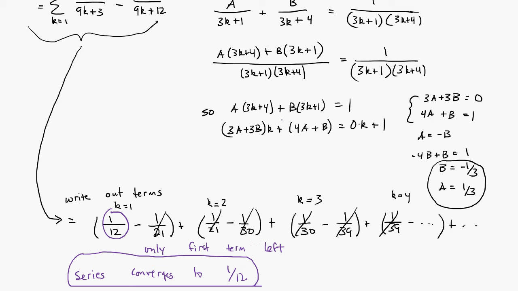And so this is what a telescoping series is. Not all of the terms will always cancel like this, but you want to cancel as many of the terms as possible, and then just pick out the remaining ones, and that'll tell you how to calculate the series.